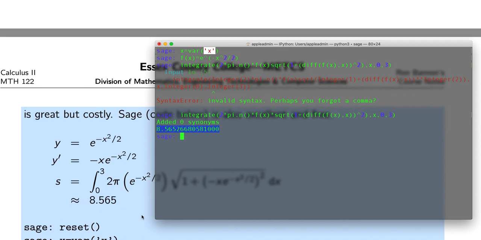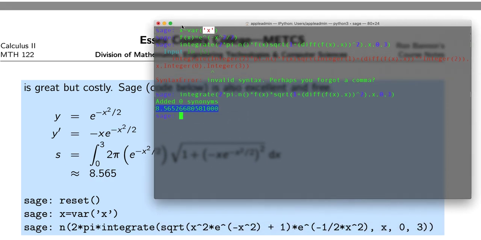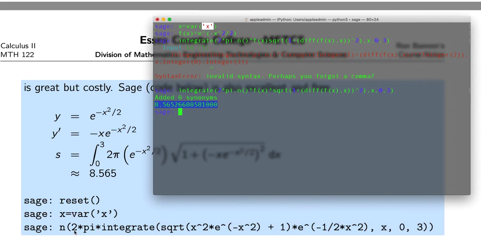All right. Now, I want to point out that in my notes, I also type in the code for it. You could also use this over here. And what I did was I pulled out the pi and wrote it down a little differently. So there's some flexibility here. But anyway, a good approximate is going to be 8.565.